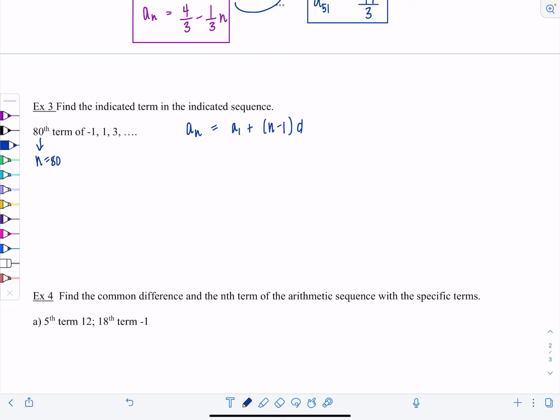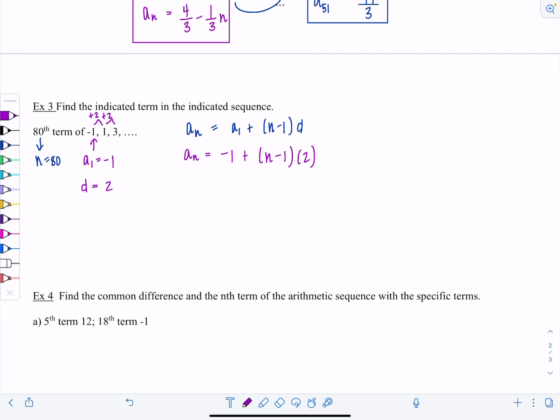Can you guys tell me what A1 is? Yes, it's not a steak sauce. A1 is -1 here. Okay. And then what is D? What's the common difference? Can you tell how much we're adding every single time? 2. Correct. So D is 2. So now we have our formula for the general term. An is -1 plus n minus 1 times D, which is 2.